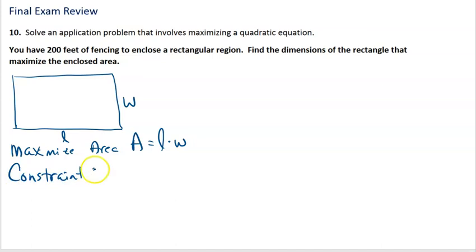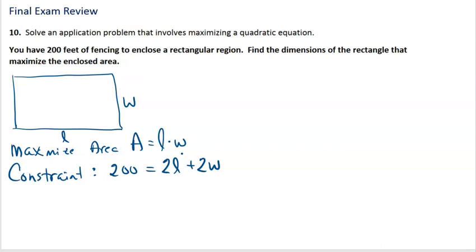And my constraint equation is the fact that I only have 200 feet of fencing. So I have 200. Now what's it got to do? It's got to cover an L, a W, look, another L, and another W. Well, that's 2L plus 2W. That's the perimeter of a rectangle. So that's our constraint equation, which is about how much fencing we have, but we're trying to maximize area.